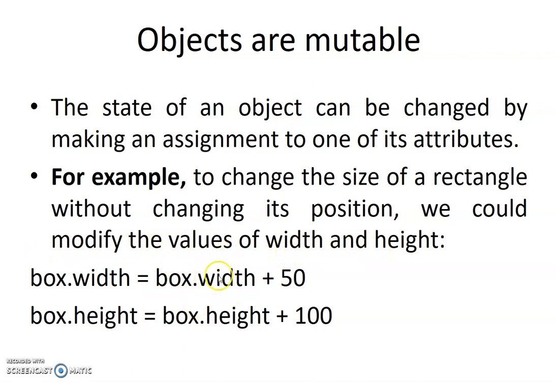Here we have the width and the height of the rectangle which we have already created. Now we are adding on the values for the width and the height with the new size of the rectangle which we require, and storing them in the same variable, or the object. This is how we alter the values of the objects in the class. That is why we say that objects are mutable.